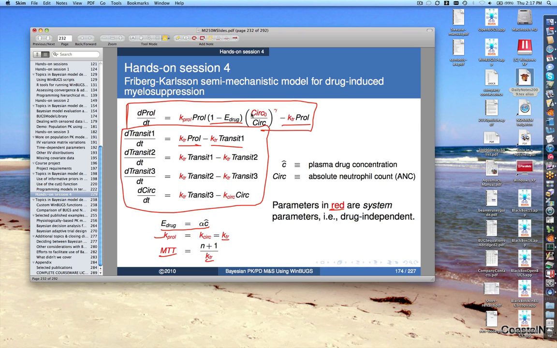Notice that in here the key baseline value that's mentioned is circ0 that shows up here on top. So that is going to be a parameter. Again, notice it's in red, so it's one we're going to treat as a drug-independent parameter. It's a property of our physiologic system, and in particular it would be a property within a single patient, so it's probably something we'll put some interpatient variation on. So that's our baseline value for the circulating quantity.